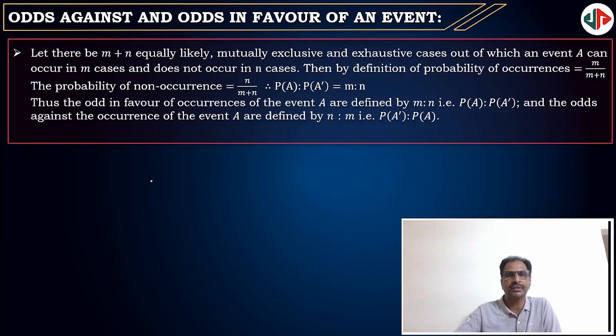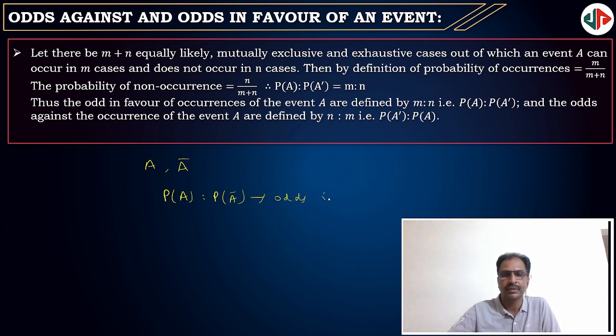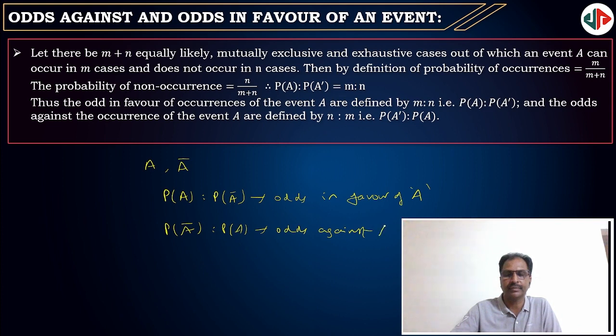Next, odds against and odds in favor of an event. If A denotes occurrence of event and A bar denotes non-occurrence of event, then the ratio of P of A and P of A bar is odds in favor of A. P of A bar is to P of A is defined as odds against A. These are the definitions of odds in favor and odds against of an event.